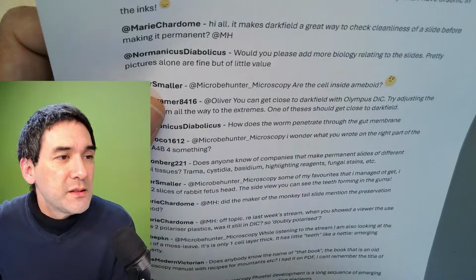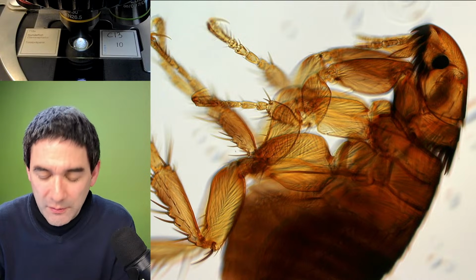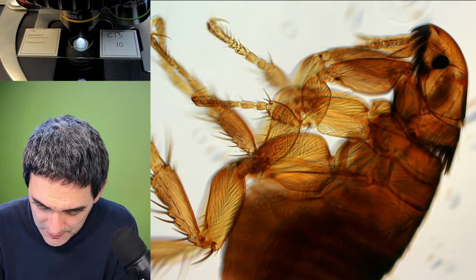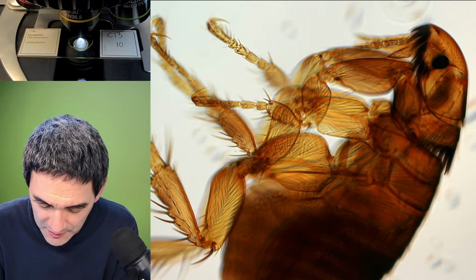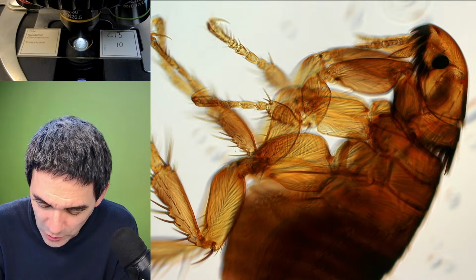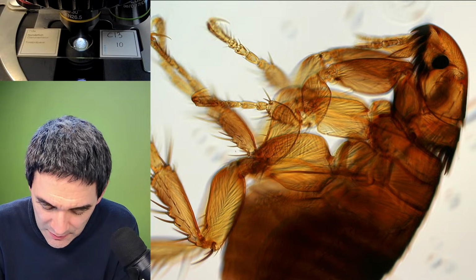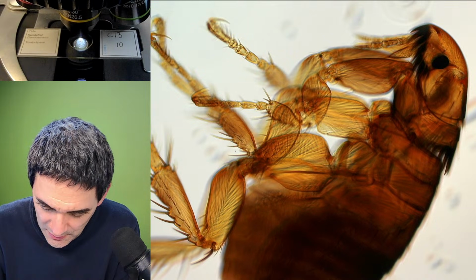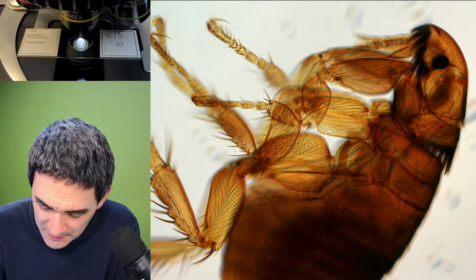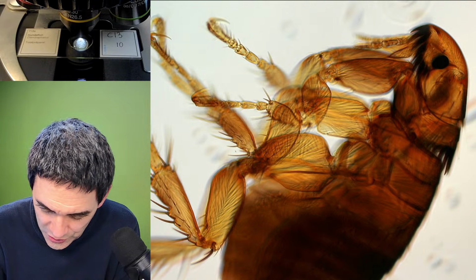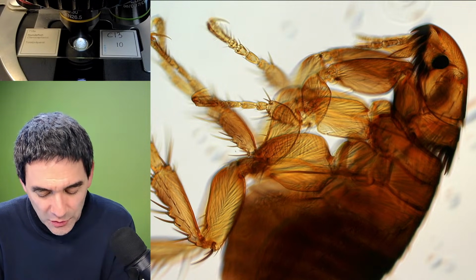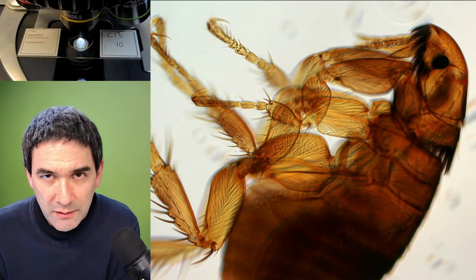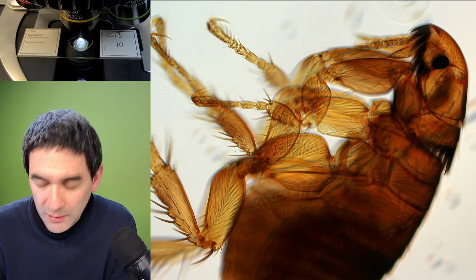Yeah, we said we want to look at a few things here. So some questions that I already answered about the nematode worm, then the question about the slide labels. Does anyone know of companies that make permanent slides of different fungal tissues? Honestly, not that I know specifically that they make that, but if this company doesn't have that, then I don't know who's got it.